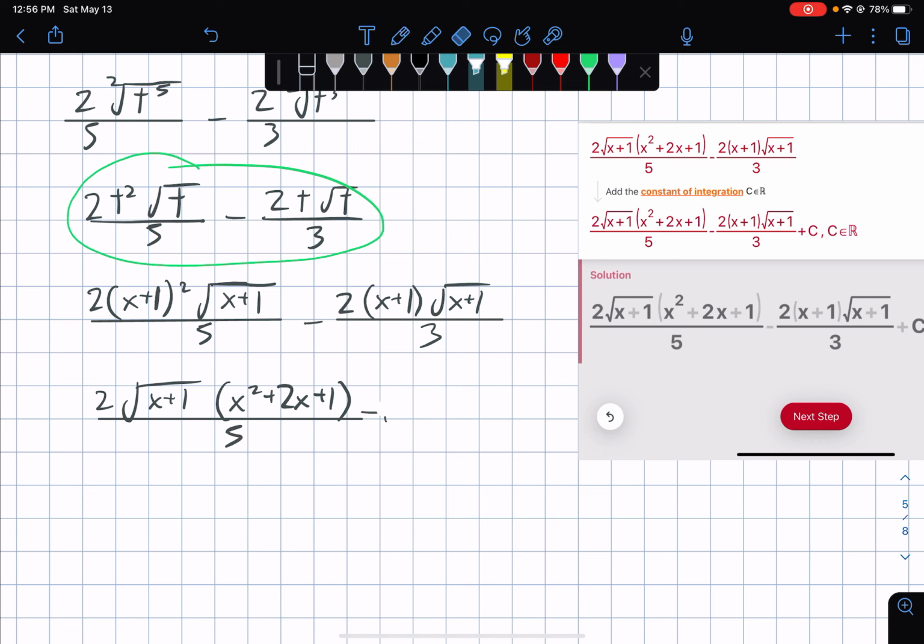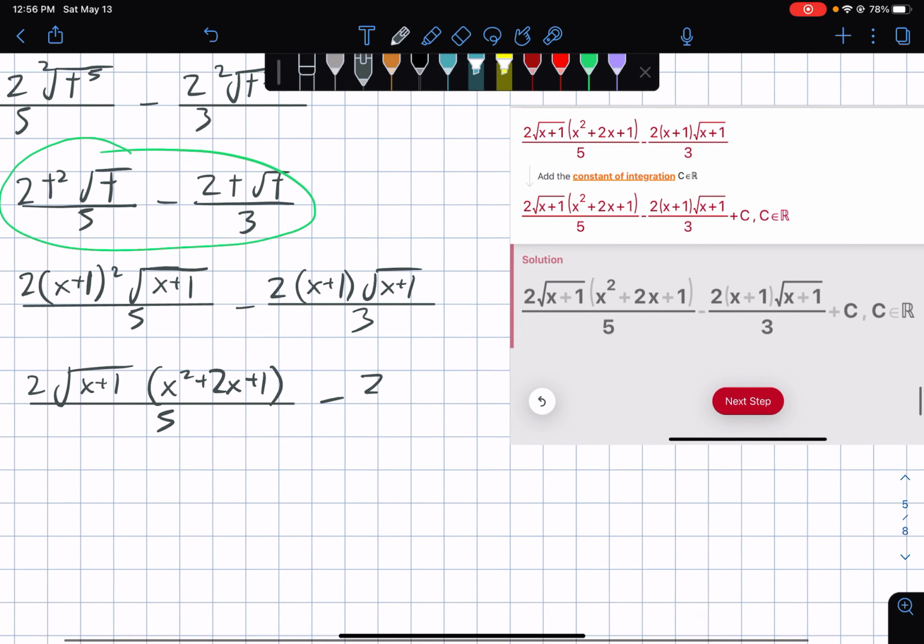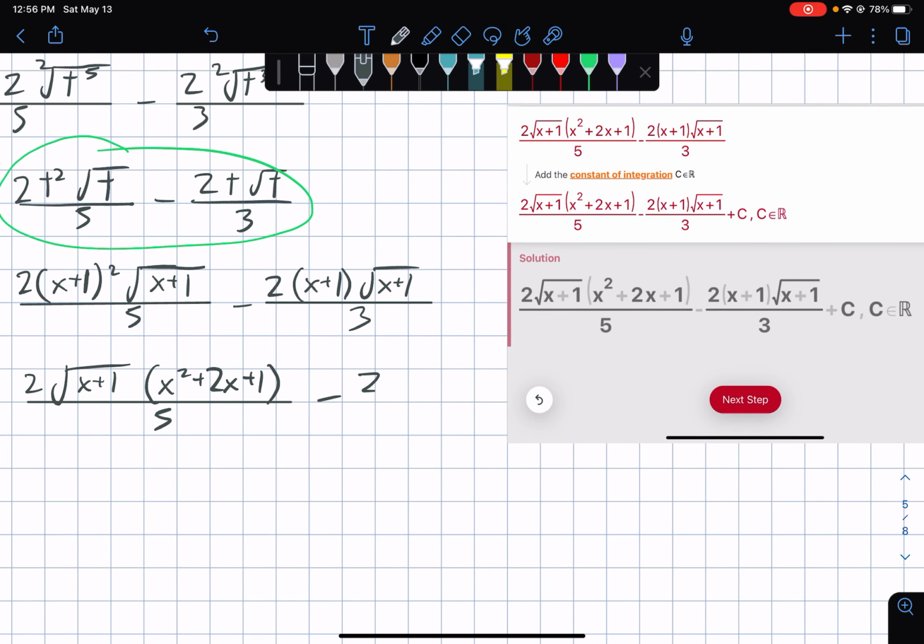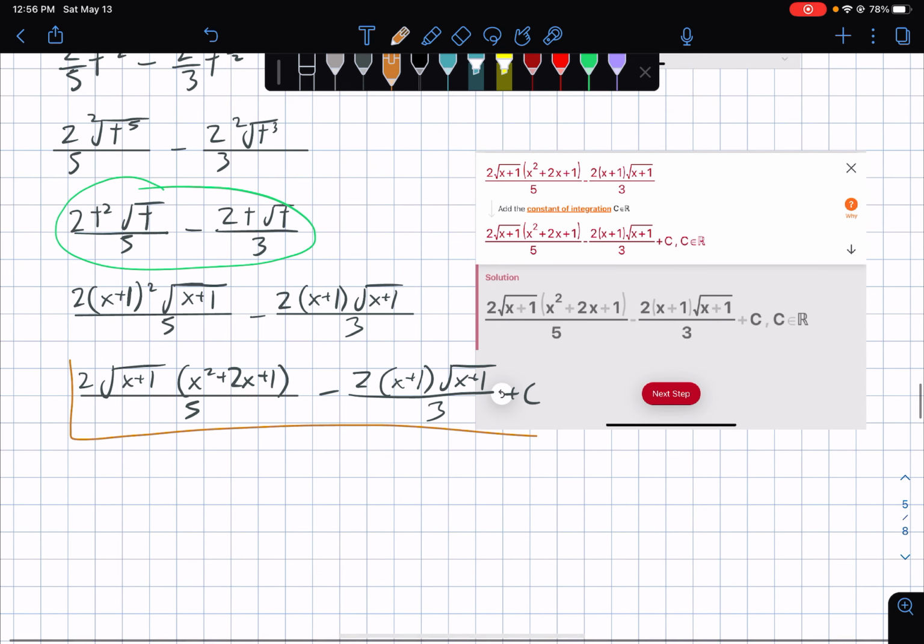We don't turn this into radical form. We just copy this first, and then this one we expand. And then the other fraction would be still the same thing, I guess. Then put plus C. And this is the final answer.